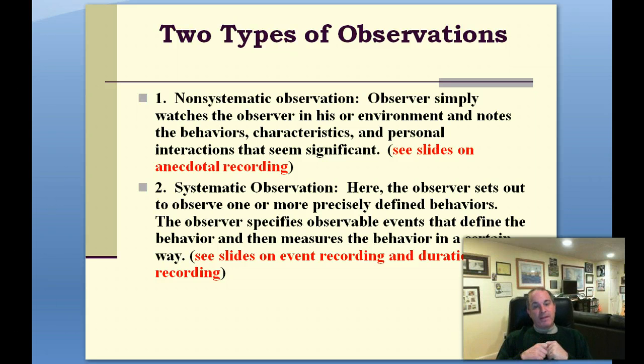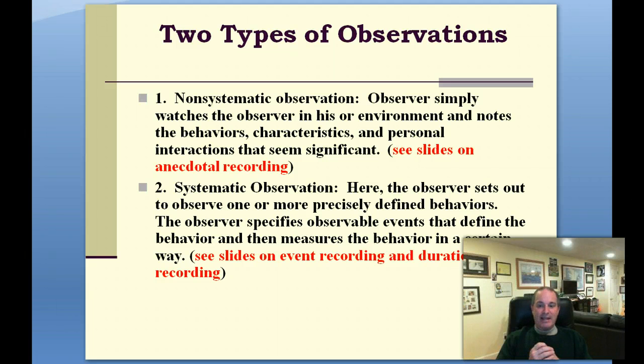So think of it this way. Non-systematic observation is we simply go in and just watch the student. We just watch. We have no agenda. We're not looking for anything in particular. We just go in and watch. There's no system to what it is that we're trying to do. We just go in and observe the student. We note the behaviors, the characteristics, we note their interactions, but we're not going in with a specific agenda regarding anything. And again, we'll talk more about this when we talk about anecdotal recording.